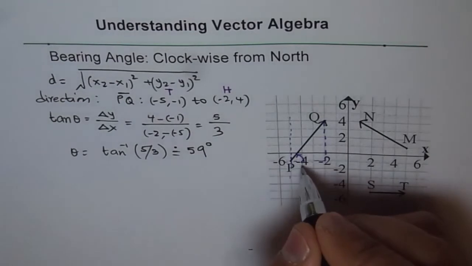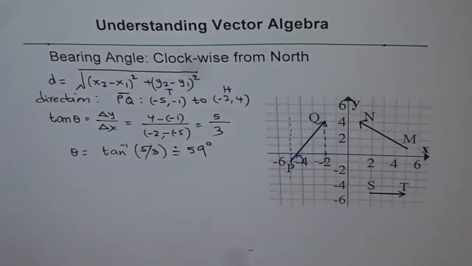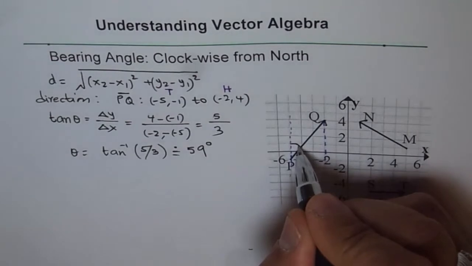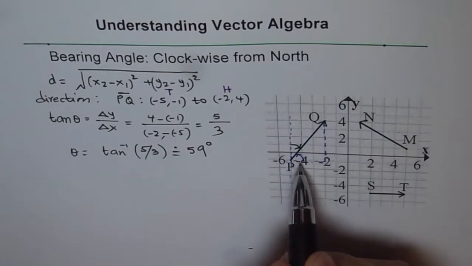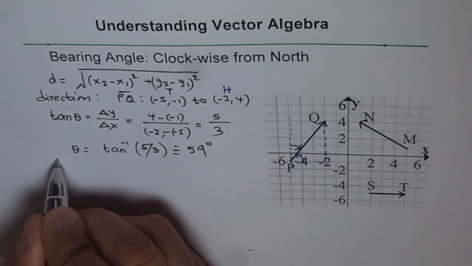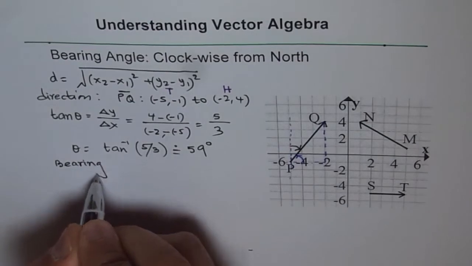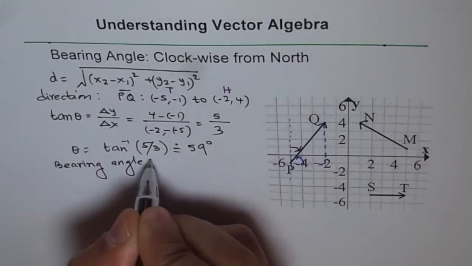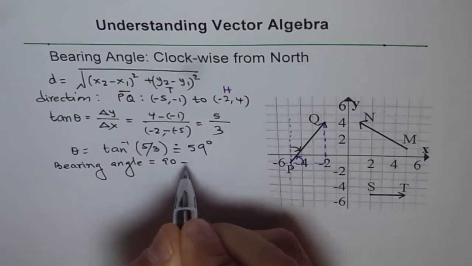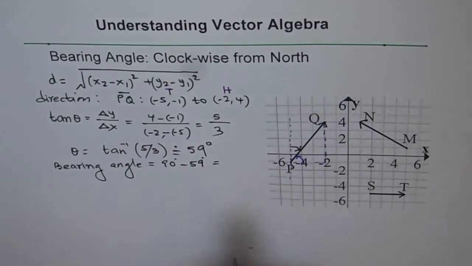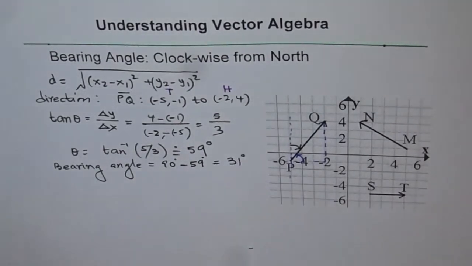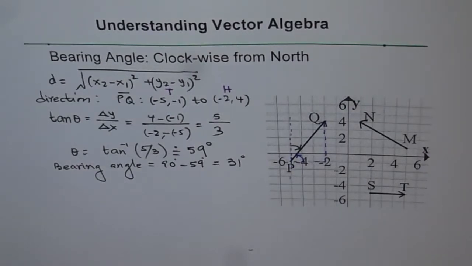Now if this angle is theta, then how much angle does it make with the north clockwise? That is what you have to find. As you can see, the total is 90 degrees. So the bearing angle is 90 minus 59 degrees, which is 31 degrees. So that is the bearing angle for PQ. That's how you find it. I hope you understand how we did it.